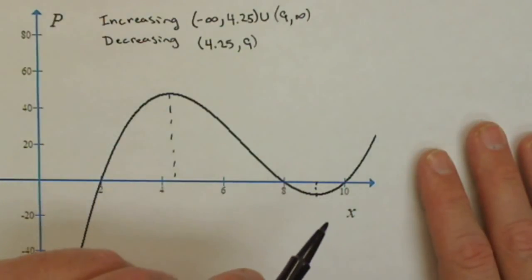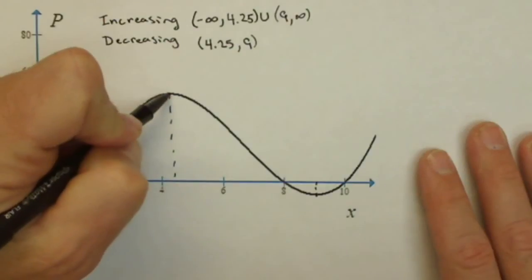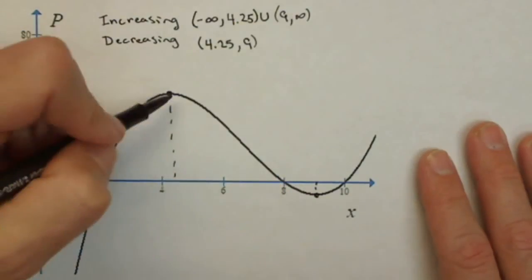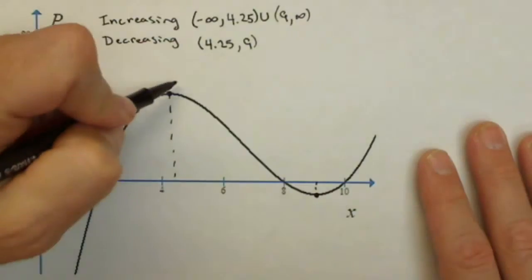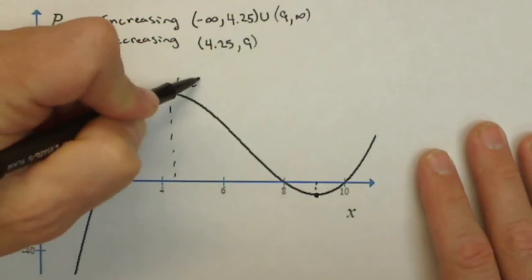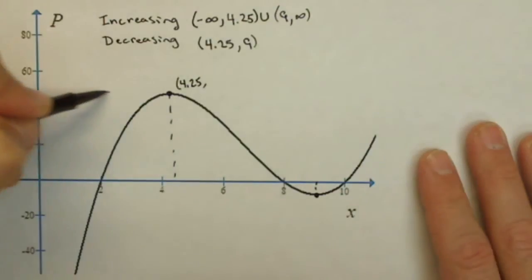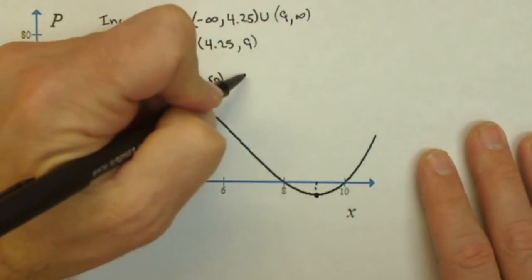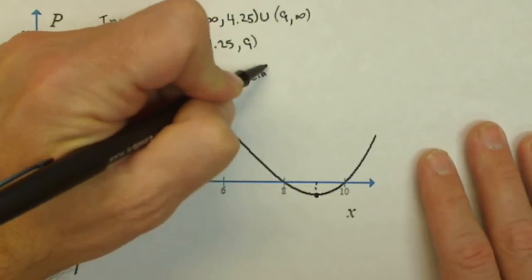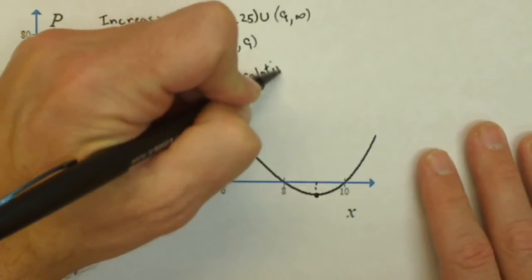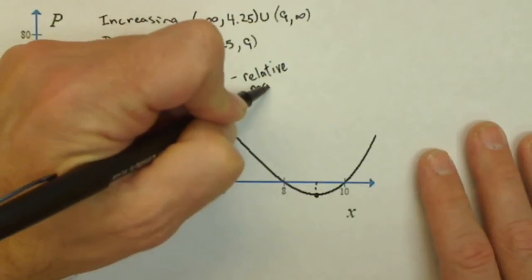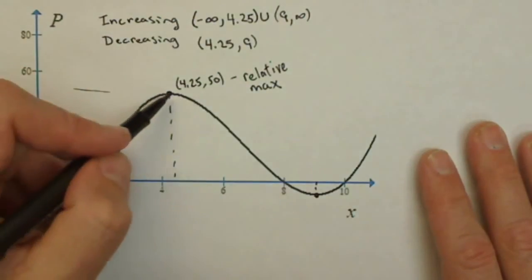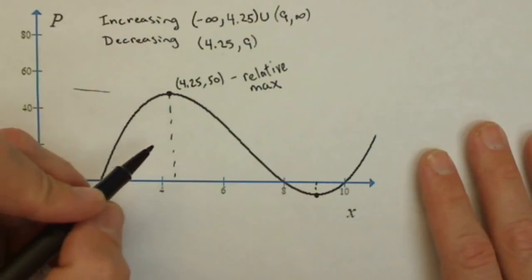That's where it's changing. Now, also, let's find some relative extrema. We have 2. Right here at the point roughly 4.25 comma, looks like about 50. We have what we call a relative or local maximum, because it's maximum to the points around it, or also we could say the function went from increasing to decreasing.